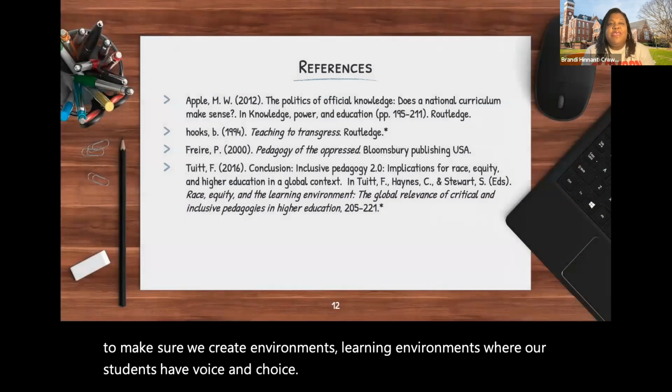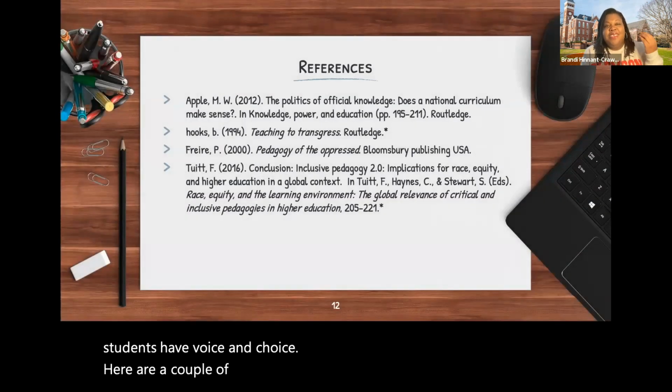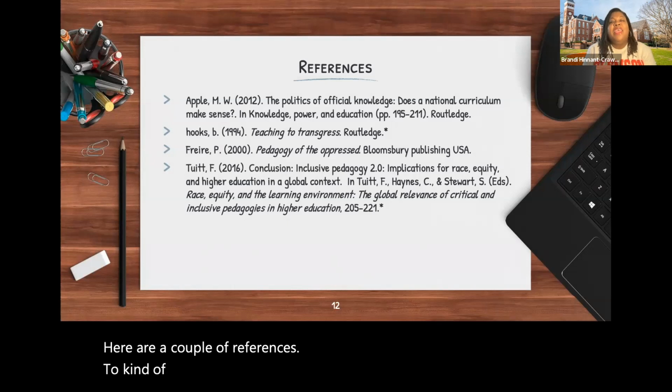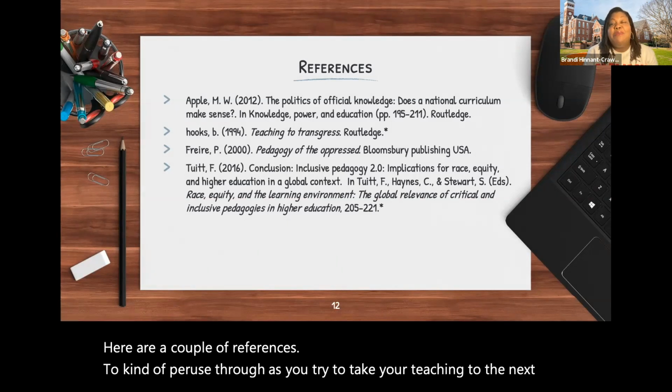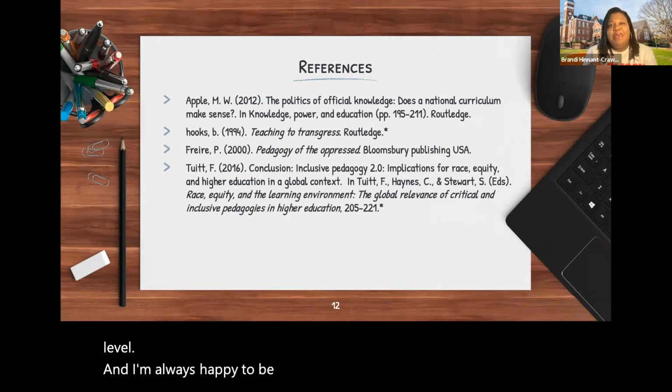Here are a couple of references to peruse as you try to take your teaching to the next level. And I'm always happy to be a thought partner in this process.